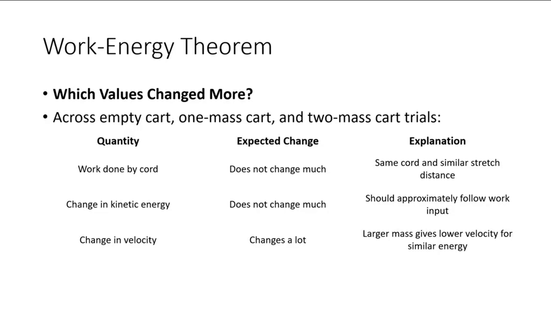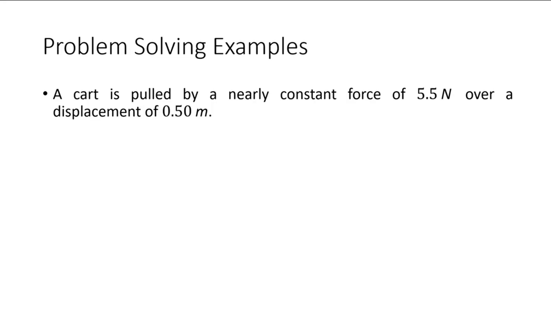Okay. Now, let's solve some problems regarding your work energy theorem. For this problem, a cart is pulled by a nearly constant force of 5.5 newtons over a displacement of 0.50 meters. Okay? Again, work would be equal to the force multiplied by the displacement. This is actually very easy. Work done is equal to 5.5 newtons multiplied by 0.50 meters. So what would be the work done in this example?